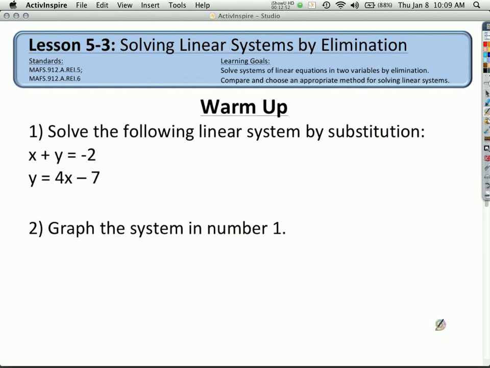And student number 16, what'd you get? 1, and student number 3, what'd you get? -3. So 4 of my students agree on the answer. Let's see if they got the right one. 1, -3. Very good.